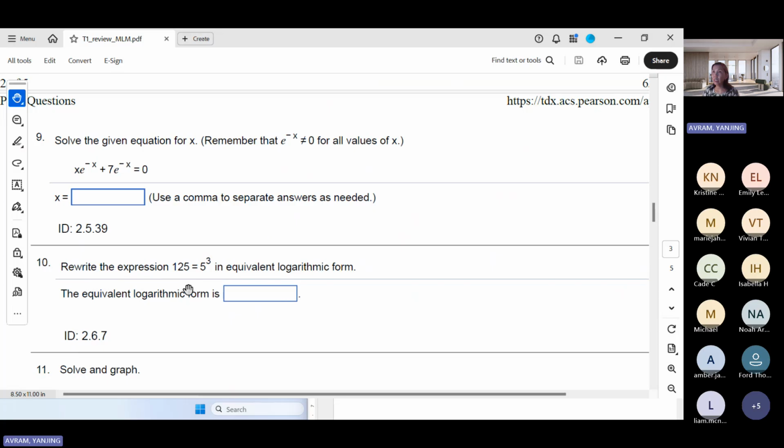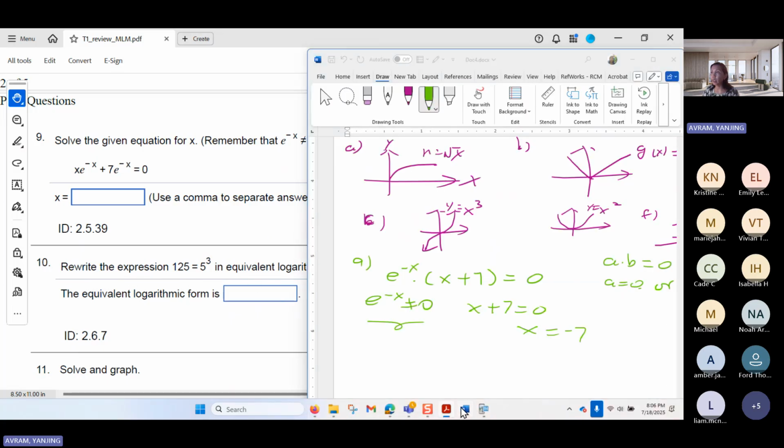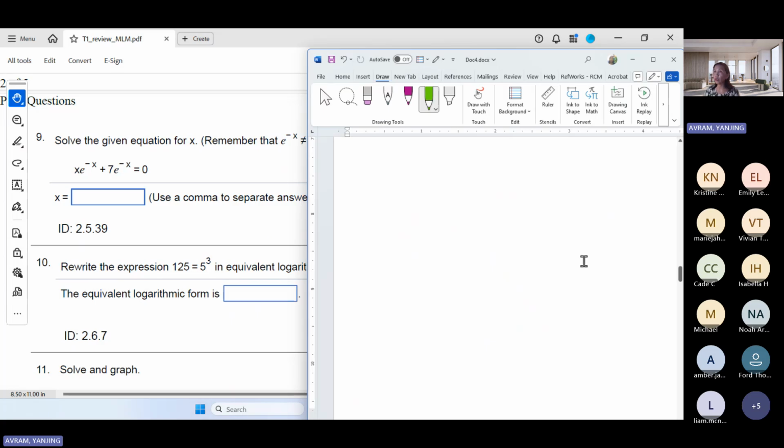All right, number 10, you want to write this one in an equivalent logarithm form. As I mentioned earlier, you will transform log base b of x equal to y, and vice versa, to b raised to the power of y equal to x. So now I have 125 equal to 5 cubed, or you can write 5 cubed equal to 125.